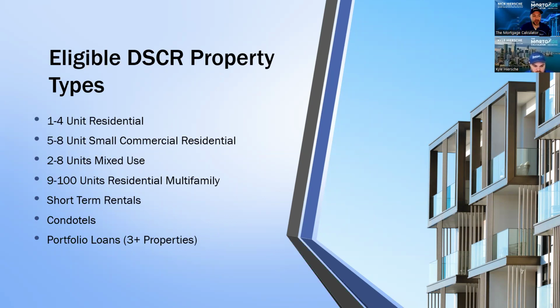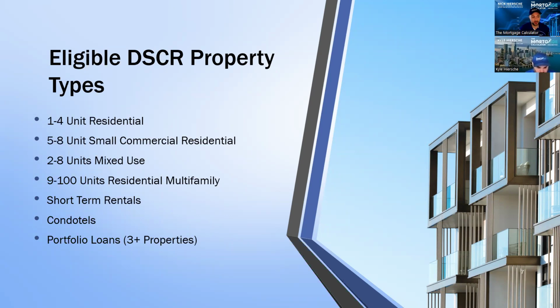But as long as it's between 5 to 8 units, a small commercial property, we can still do our DSCR loans on it with a little bit of restrictions there, which is very cool. Same deal with the mixed use. As long as it's 2 to 8 units mixed use and mostly residential, we can still do our DSCR loans on those. Then, of course, we have our traditional commercial outlets for 9 to 100 or even more units that you may need.